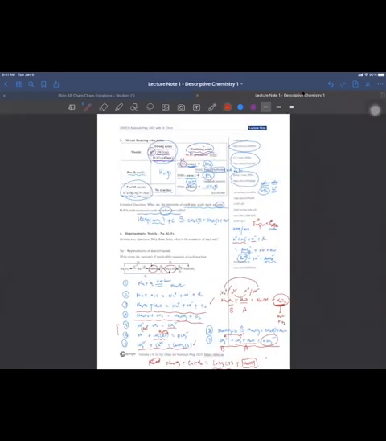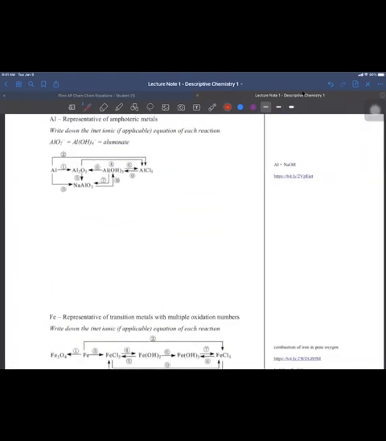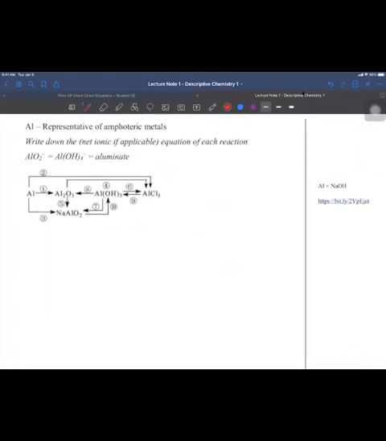Okay, great. So let's move forward. The next one, alumina. Alumina is very important because it's amphoteric. When we say amphoteric, it means it can both react with acid and base, right? So I think it's easy to understand.